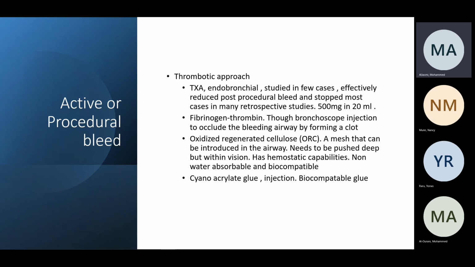So for the thrombotic approach, you can use tranexamic acid. There is fibrinogen and thrombin. There is oxidized cellulose, which is a mesh that you can put inside the airway. I've never used any of these.